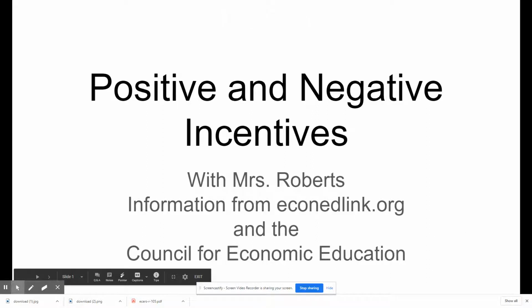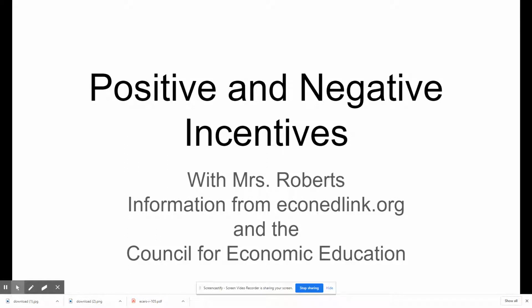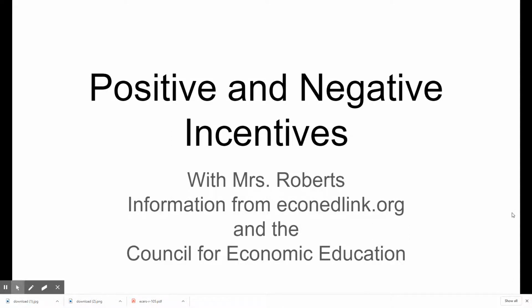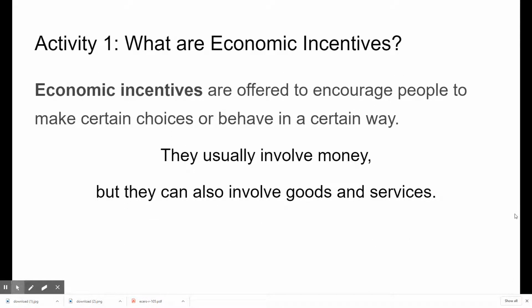Hi guys. Today in social studies, we're learning about positive and negative incentives. So, positive and negative incentives are economic incentives. Economic incentives are offered to encourage people to make certain choices or behave in a certain way. They usually involve money, but they can also involve goods and services.